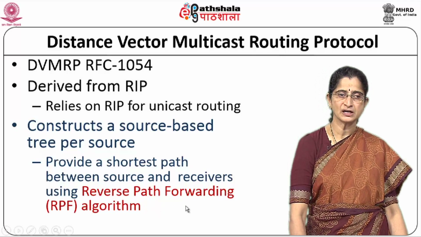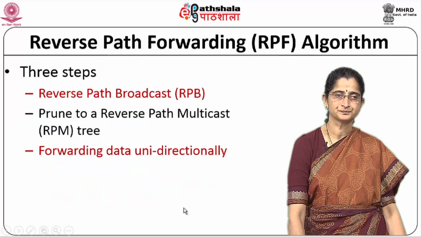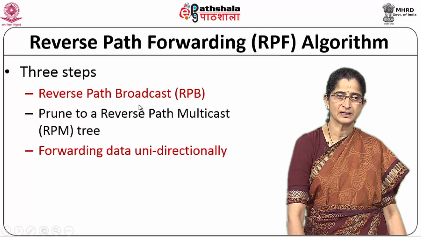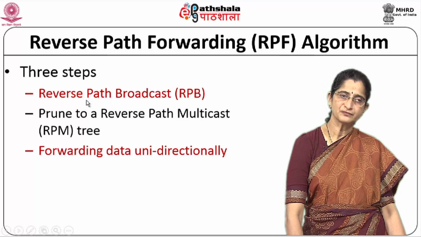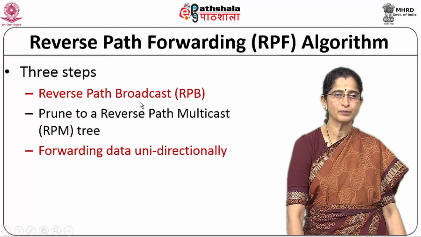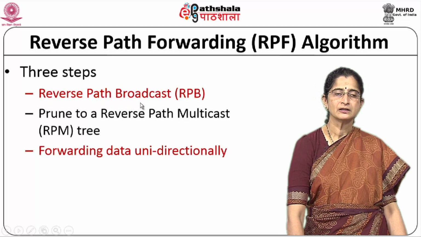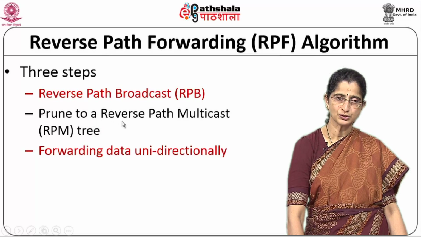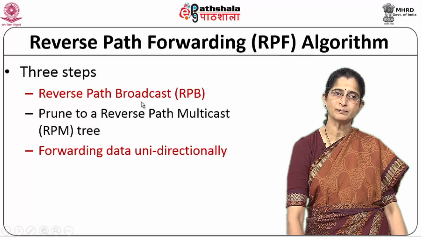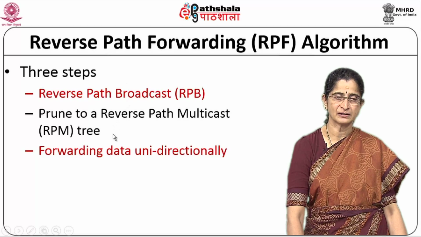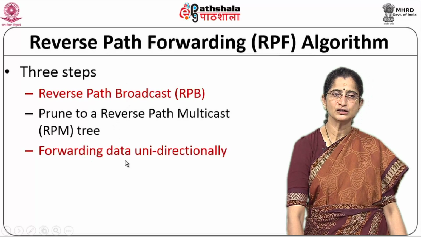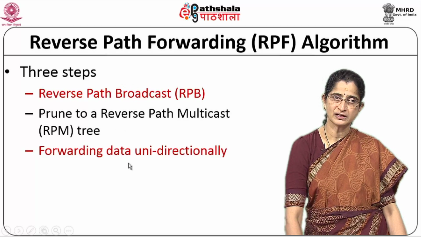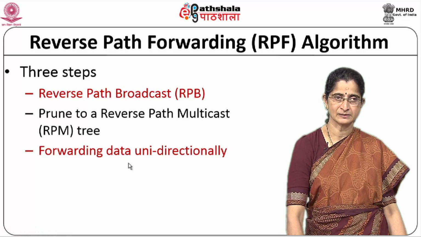It is very interesting to see how the RPF algorithm works. There are basically three steps used in this reverse path forwarding algorithm. The first step is referred to as reverse path broadcast, RPB. Then we have a pruning step, where you prune a broadcast tree to become a reverse path multicast tree, and then forwarding is done unidirectionally on this multicast tree. So, you can see what is happening here. We are starting off with a broadcast mechanism from a source.